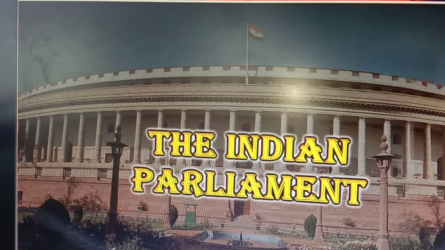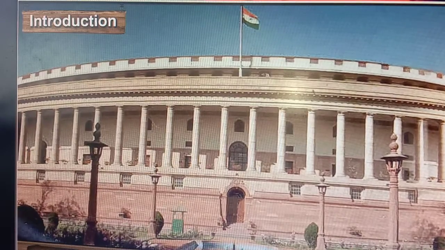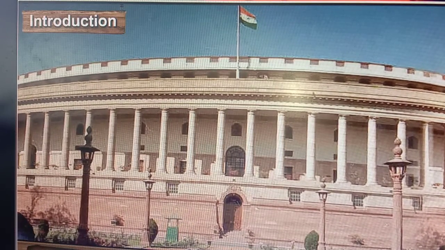Today we are going to start our second chapter, that is the Indian Parliament. Already in the first chapter of civics we have learned about the different systems of the government, the parliamentary system and the presidential system. Now we are going to learn in detail about the Indian Parliament in this lesson.